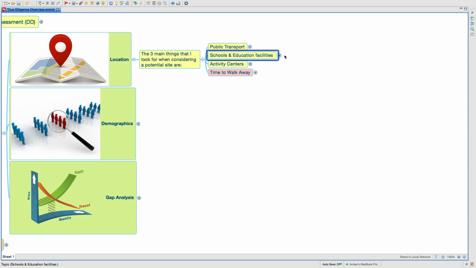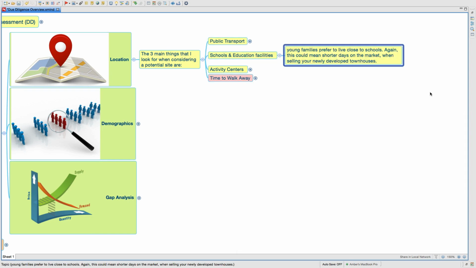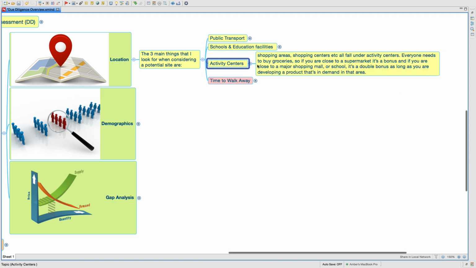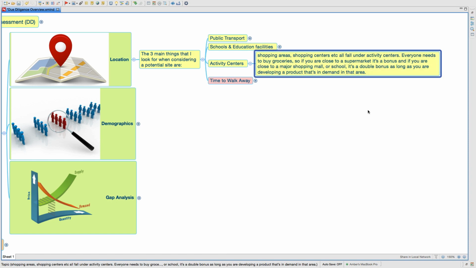I also look for schools and education facilities. Younger families prefer to live close to schools. Again, this could mean shorter days on the market when selling your new development, or townhouses, or apartments, whatever you've got. Then shopping areas and activity centers. Shopping centers all fall under activity centers. Everyone needs to buy groceries. Everyone loves to go to shopping centers. So if you are closer to a shopping center, not only will you have a greater uplift in your capital gain, you will also be able to sell it quicker, and so on.